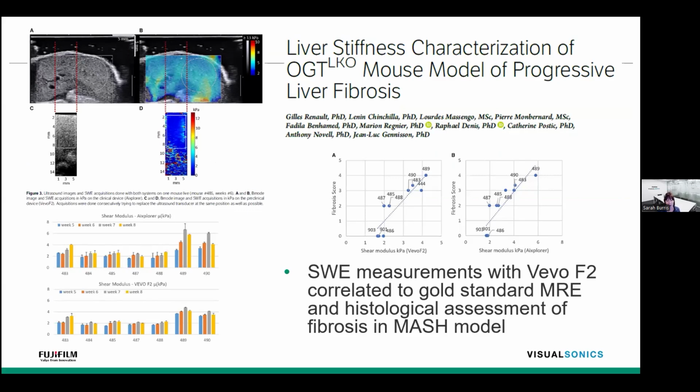And what they found is that shear wave elastography measurements on the Vevo F2 correlated very nicely with the gold standard MRE detection of fibrosis, as well as histological assessments of fibrosis.